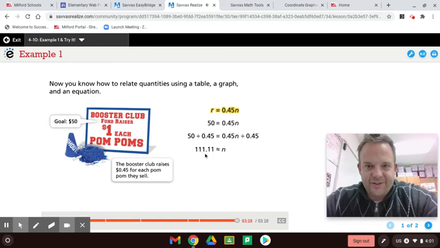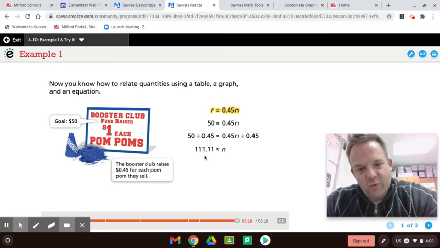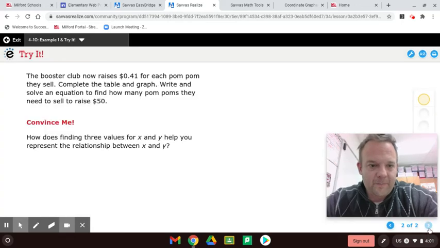See, this is an interesting case because this would normally round to 111, but if we got to say how many pom-poms we need to break even or whatever, you would need to sell 112 of them. You would go up to the next one. All right. Hope that made sense to you. You'll see a question like that on EnVision.